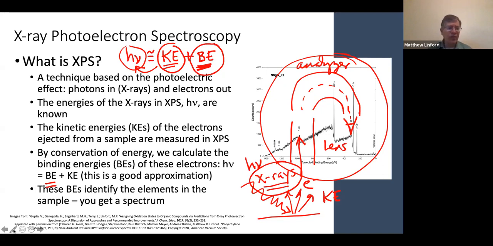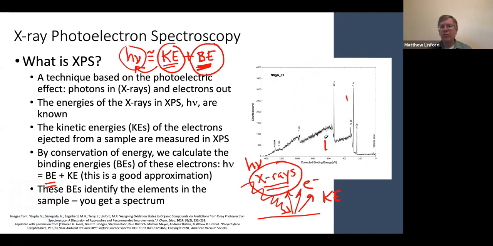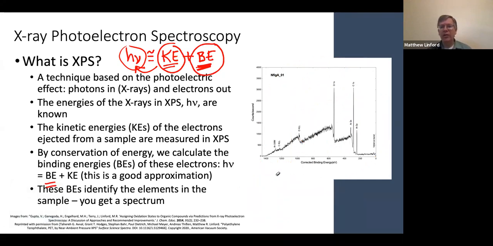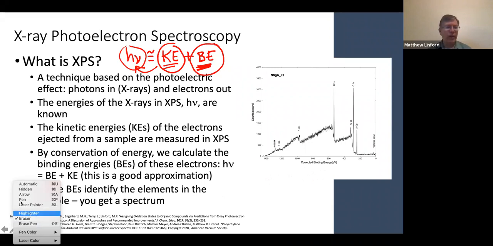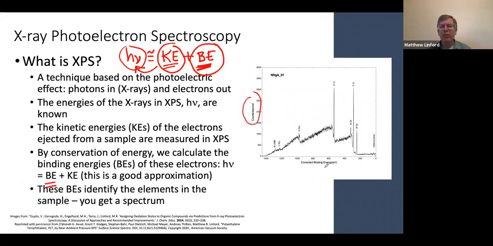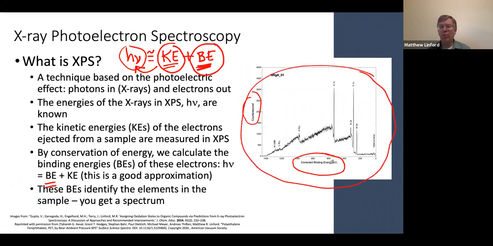I know I've made a mess of this slide, so let me do a little erasing. When you're all done, you get a spectrum that looks something like this, where we're plotting the binding energy on the x-axis, and on the y-axis we have the number of counts. We won't talk in our presentation about why we have these rising baselines, but that would be something you'd get in a more complete class. What we have are specific signals that tell us what elements are present at the sample surface.